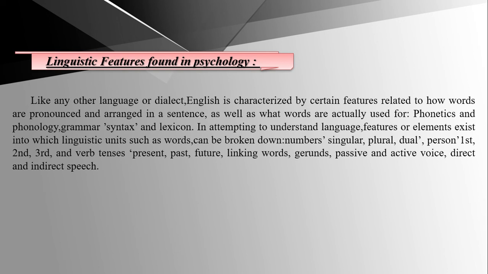In attempting to understand language, features or elements exist into which linguistic units, such as words, can be broken down: numbers, singular, plural, dual, persons, first, second, third, and verb tenses, present, past, future, linking words, gerunds, passive and active voice, and direct and indirect speech.